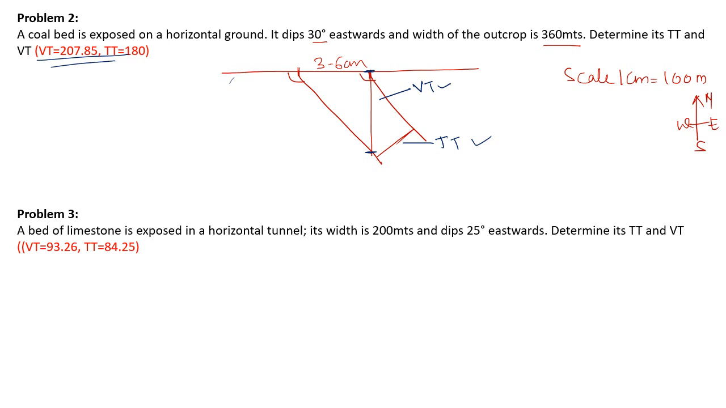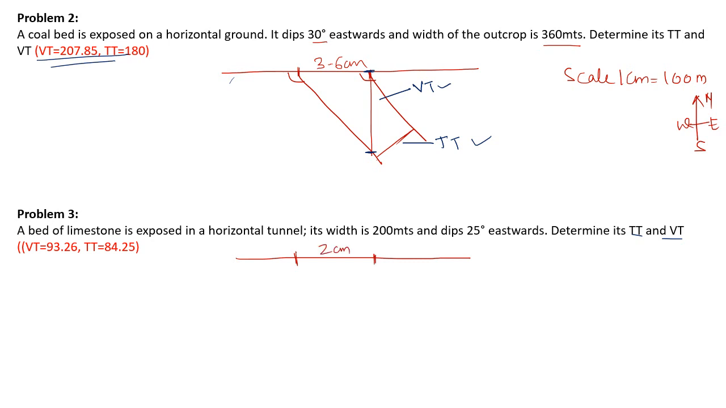A bed of limestone is exposed on the horizontal tunnel. Its width is 200 meters and it dips 35 degrees eastward. Determine TT and VT. The same thing is there. Again I'll drop a line, that is my ground line. Then I'll measure the distance as 200 meters, which is nothing but 2 centimeters.